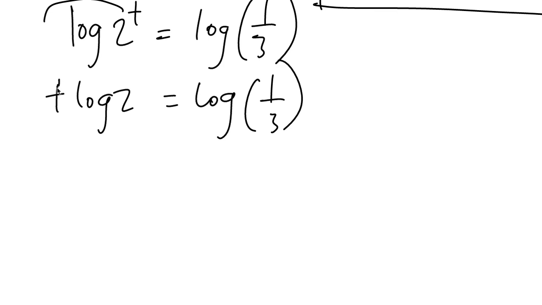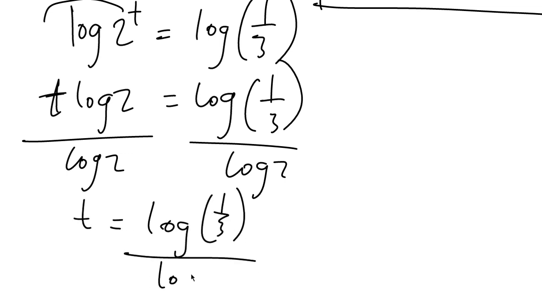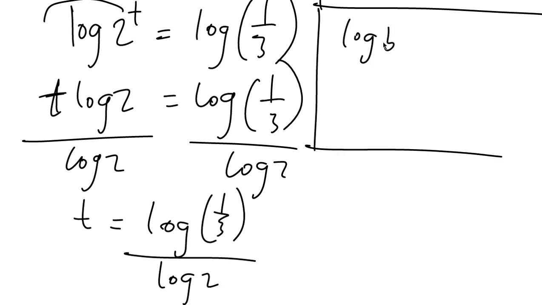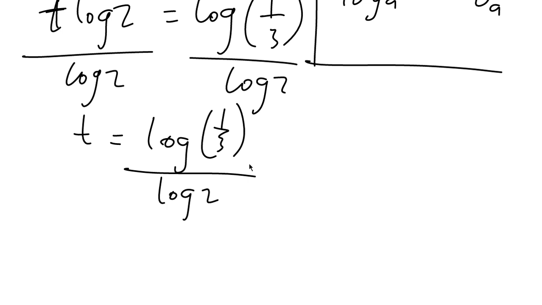Do you understand? And then our goal is to get the value of t. So we divide through by what? By log 2. That means that t will be equal to what? Log 1 over 3 divided by what? Log 2. And then you should also know this law. Jot this down. That log b over log a is equal to what? Log b base a. Do you get? So we can write log 1 over 3 divided by log 2 as what? Log 1 over 3 base what? 2.